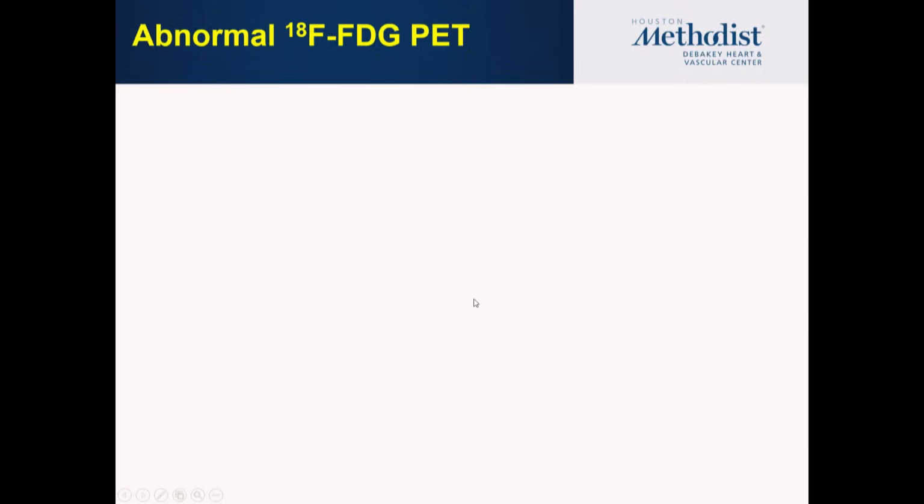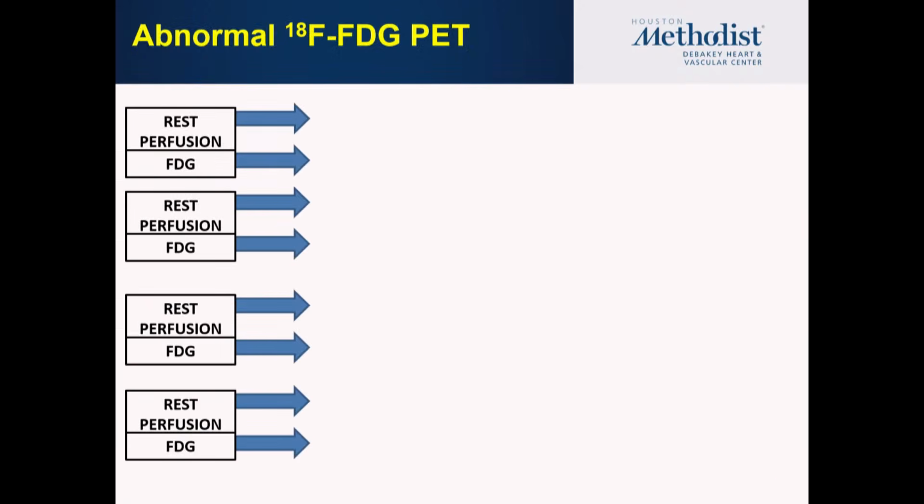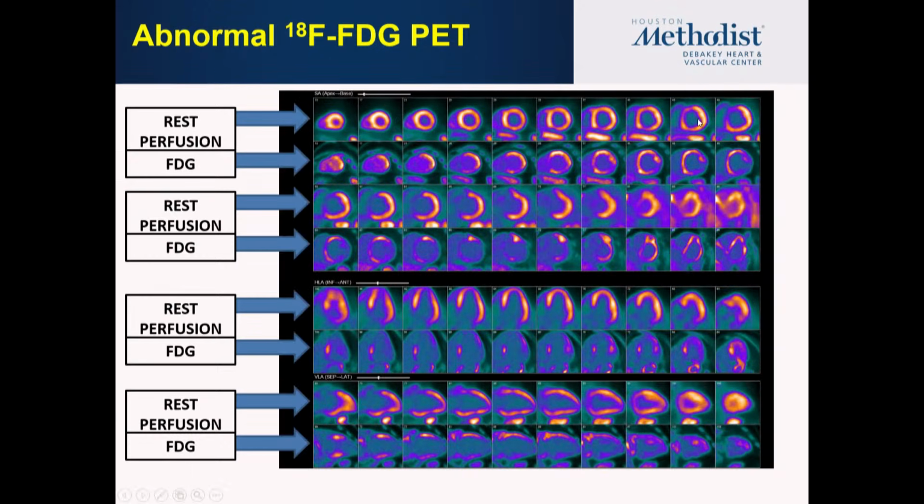Now, if there is FDG uptake, it's going to go to the myocardium. And here's an example of a patient that has a resting perfusion defect. So you can see that there is a perfusion defect in the basal anteroseptum, the entire septum, and also in the inferolateral wall here. And now there is FDG uptake in this same area.